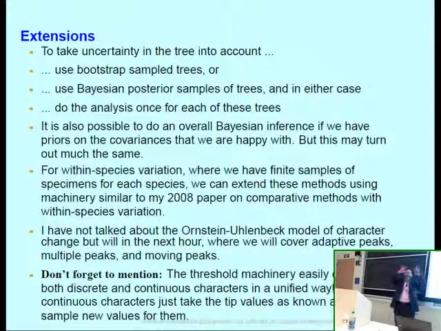So maybe we can analyze continuous characters and discrete characters all in the same framework by this MCMC machinery by simply saying that for the ones that are continuous, we just treat the tip value as known and nail it down and don't change it. And for the others, we allow the Markov chain Monte Carlo machinery to move them around. So it gives you very nicely both a somewhat realistic model, I think more realistic than these Markov chain models for 0-1 type characters. It gives you a unified way of analyzing continuous and discrete characters on known trees.